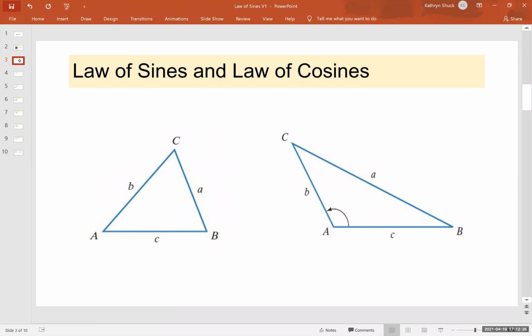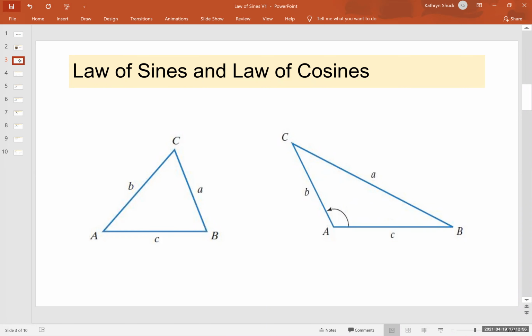So if you're dealing with right triangles, you're generally going to rely on the Pythagorean theorem to help you find information about the triangle. However, if you've got oblique triangles like you see in the two diagrams here, you're going to need to rely on the law of sines and the law of cosines because the Pythagorean theorem won't apply, because there's no right angle within the triangle. So that's what we're going to be talking about today.